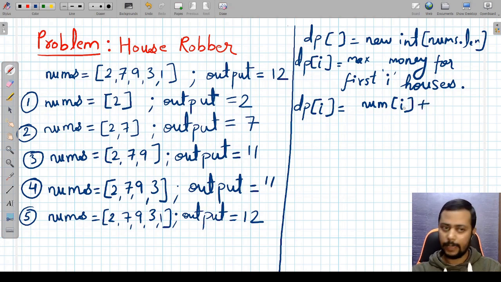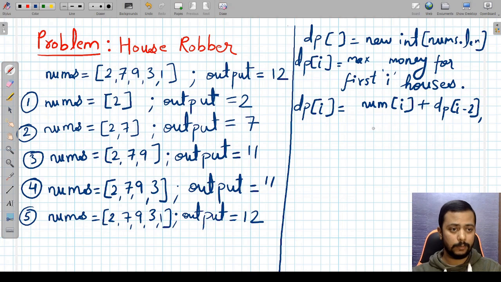And after that, I cannot consider the previous element, which is i minus 1, but I can consider the element which is two spaces behind. And its result will be present in dp of i minus 2. But this is not over, because this is not the only possibility for me.